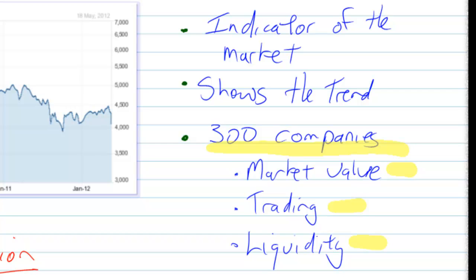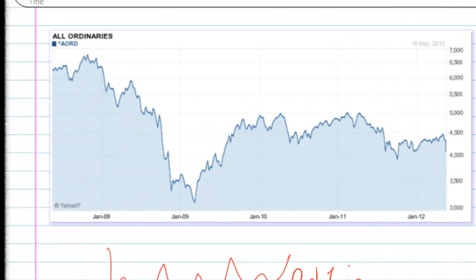So if you have a look at this graph here, we've got the All Ordinaries Index. It starts in 2008, it's quite high up here, and then we come down here. This is the GFC that's got us a little bit, and then we bounce back up, and it looks fairly strong here. And of course, this is 5 years.